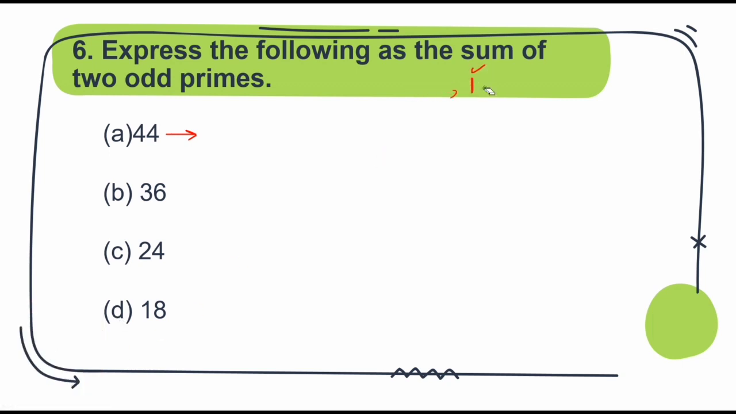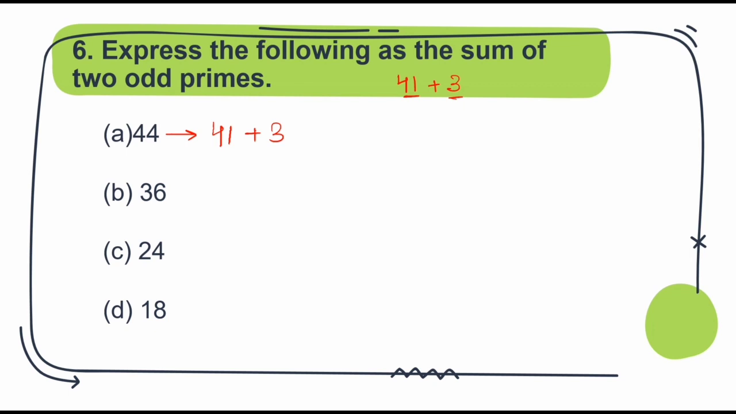Now 42, we cannot take because it is not an odd number. Then if I go one more back, it will be 41, right? 41 plus 3. So 41 and 3, both of them are odd numbers and both of them are prime numbers. So one pair I can write is 41 plus 3. Understood? You can find more.